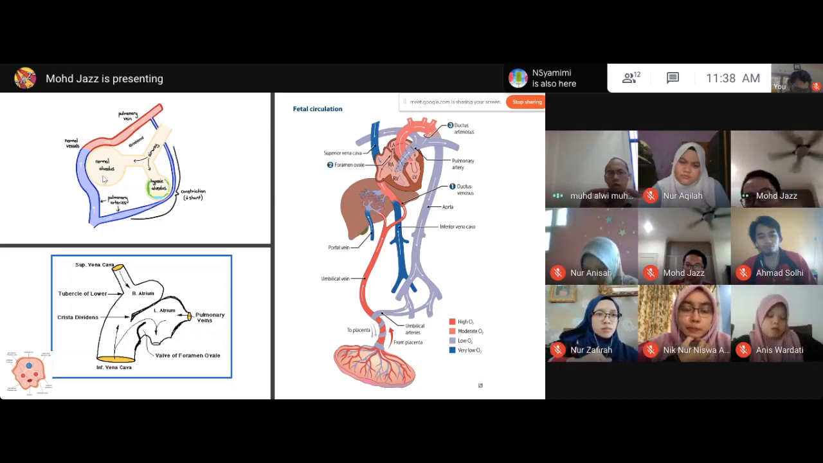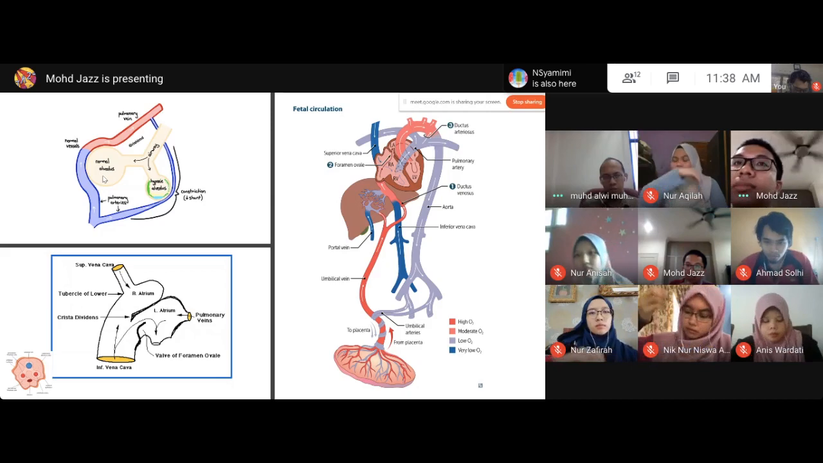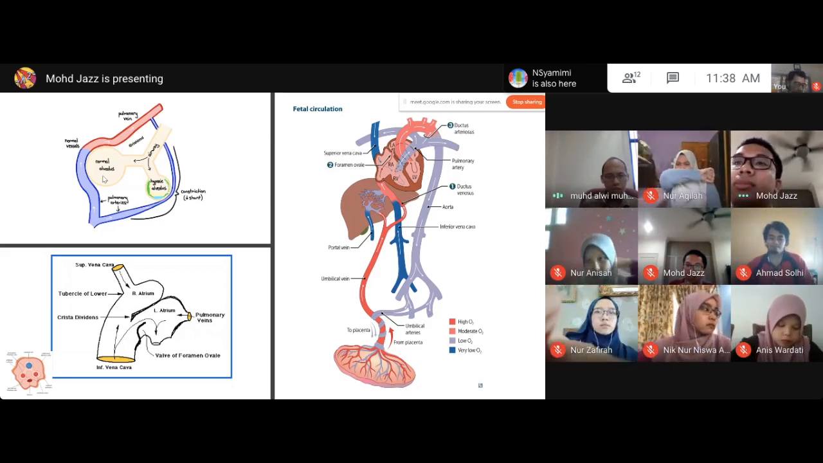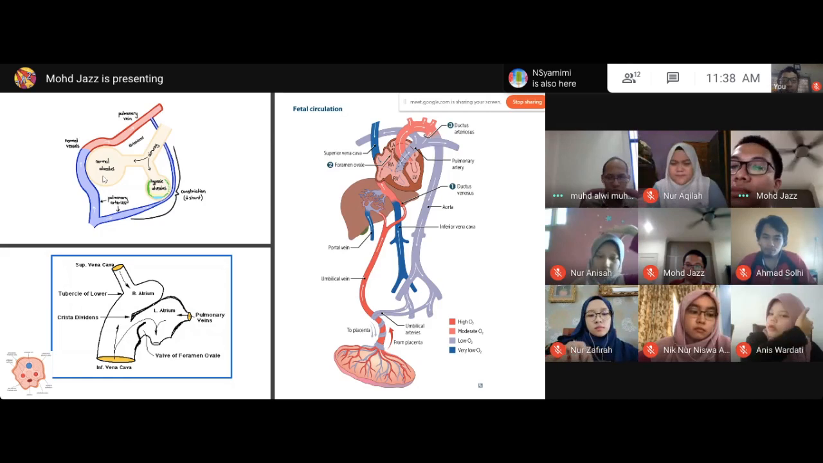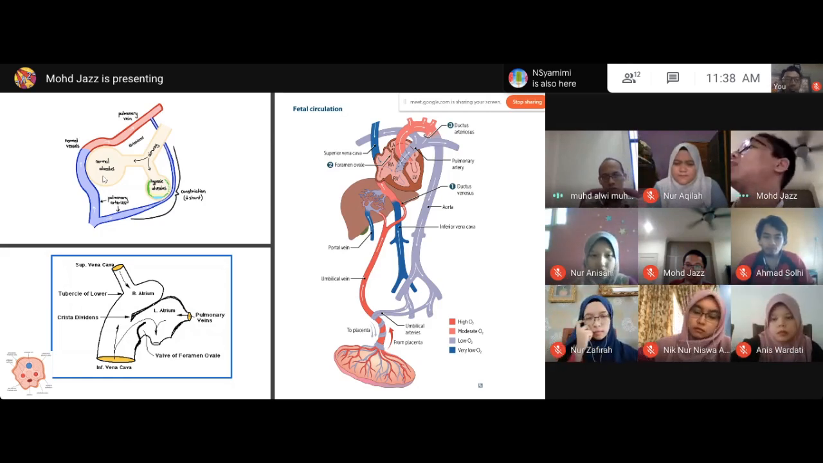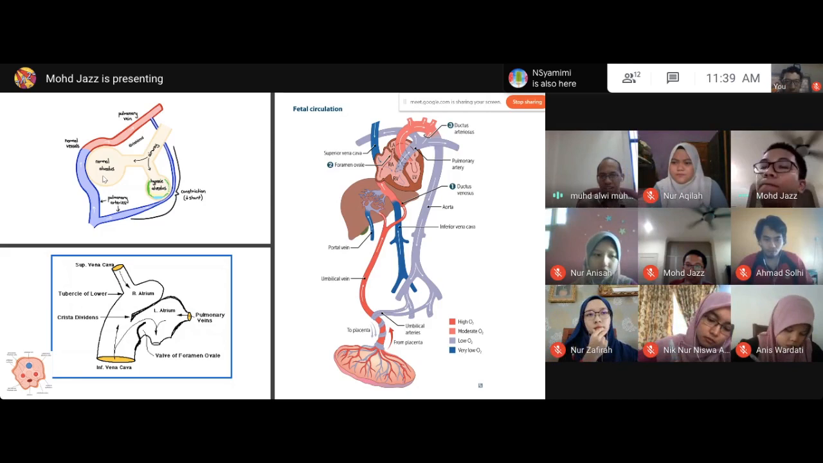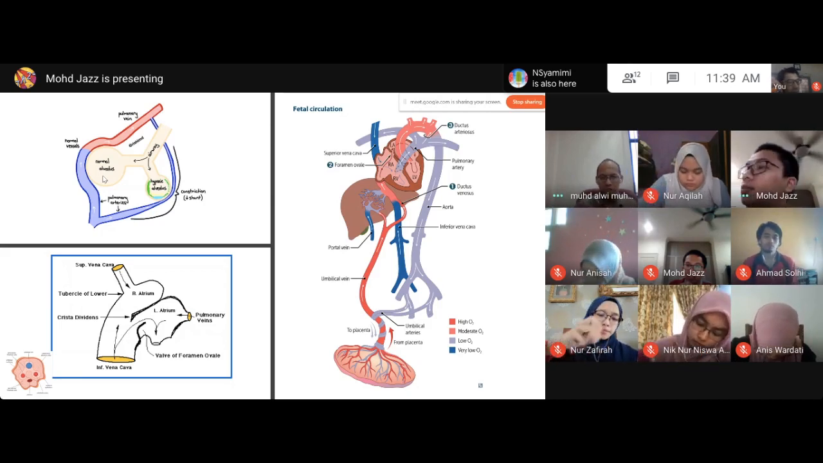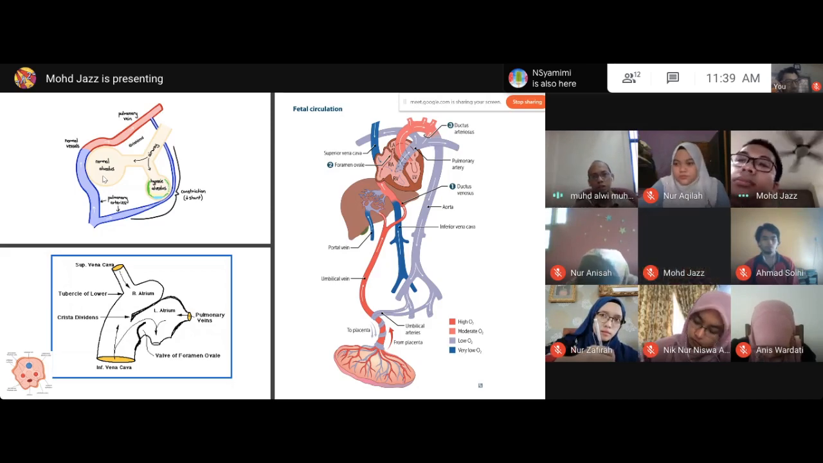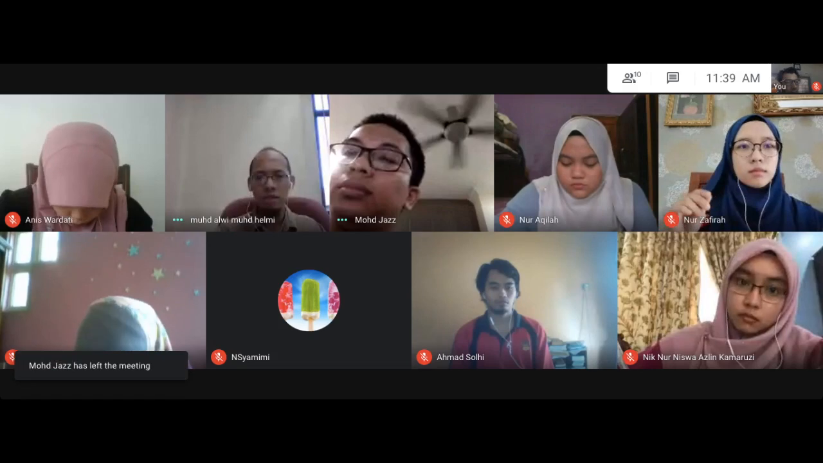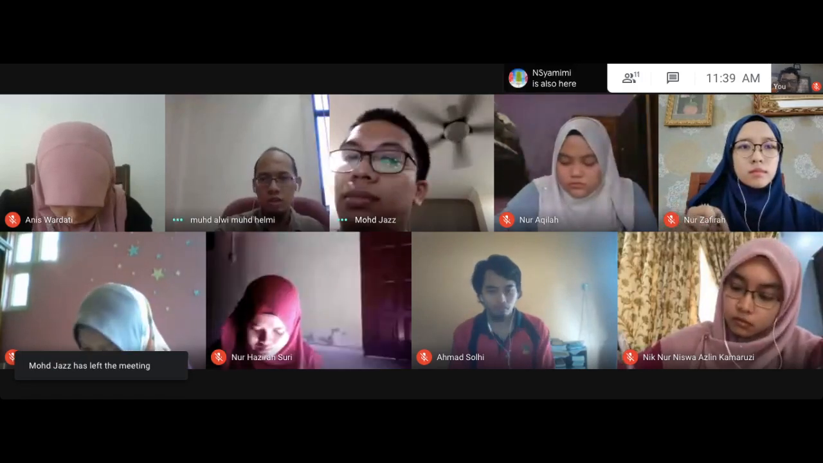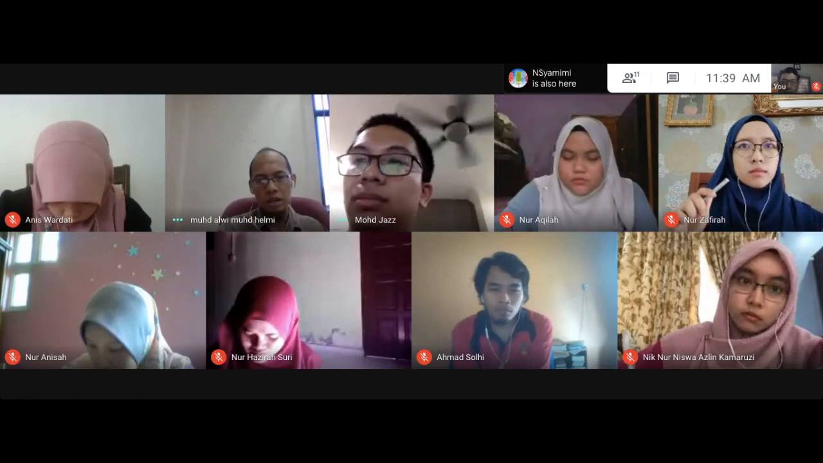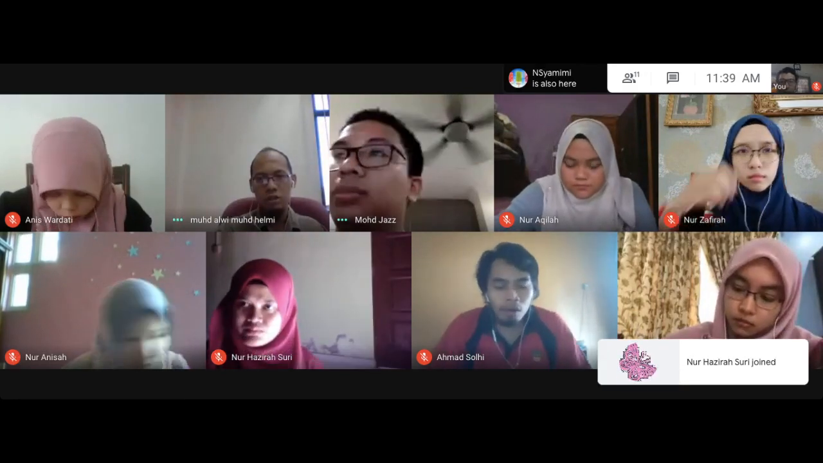So I want to highlight a few important things that will be useful later in our series today. So one is the role of prostaglandin. The prostaglandin is actually produced by the mother. Mother will produce prostaglandin, and prostaglandin will enter the fetus through the placenta. The role of prostaglandin is to maintain the patency of the ductus arteriosus and also ductus venosus.